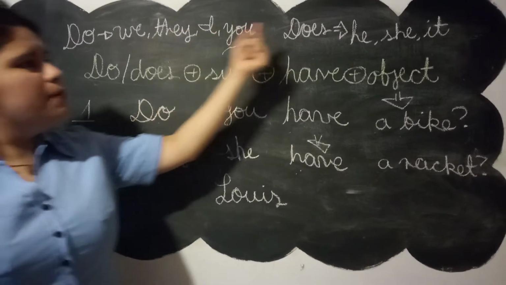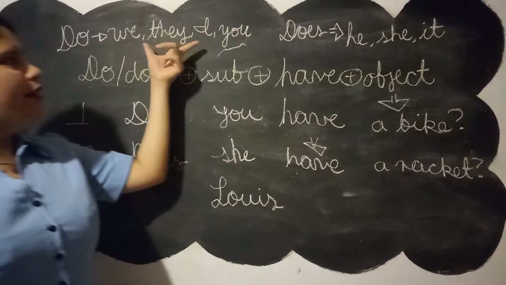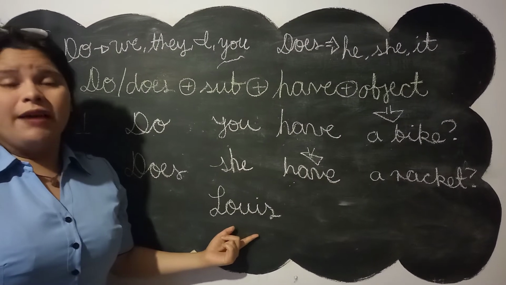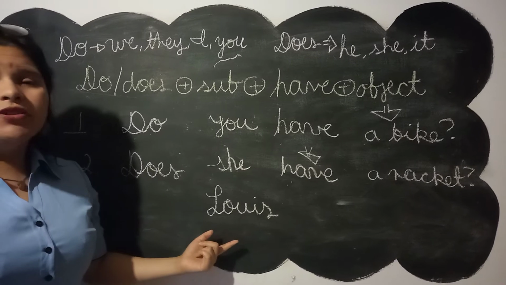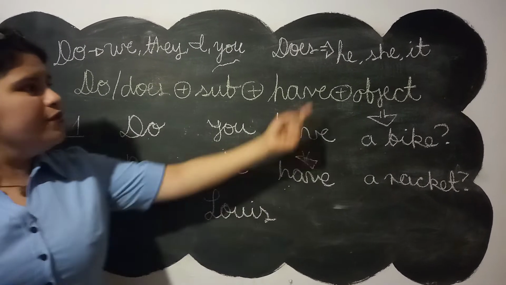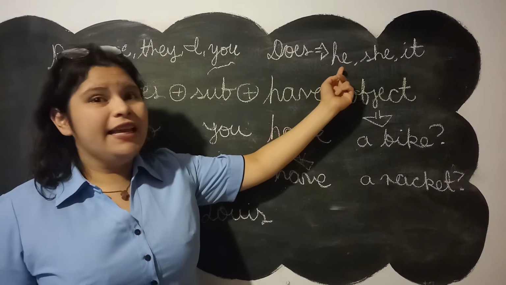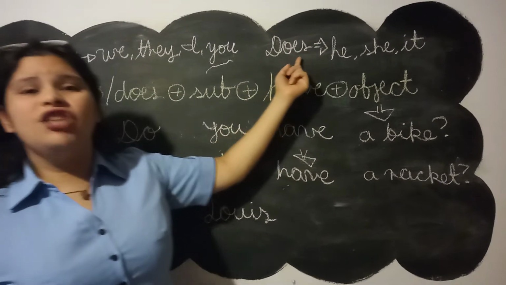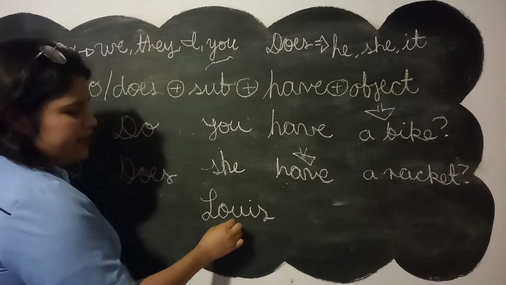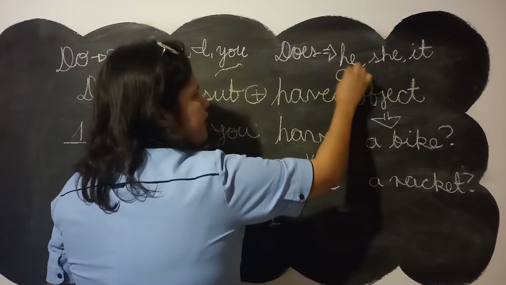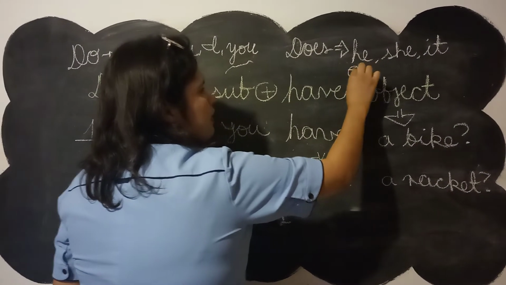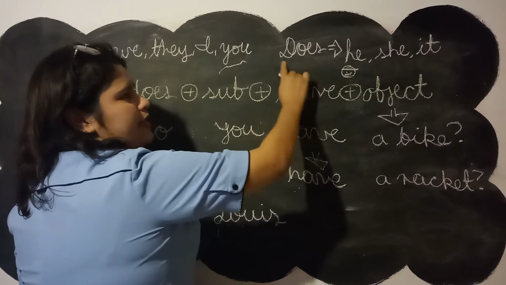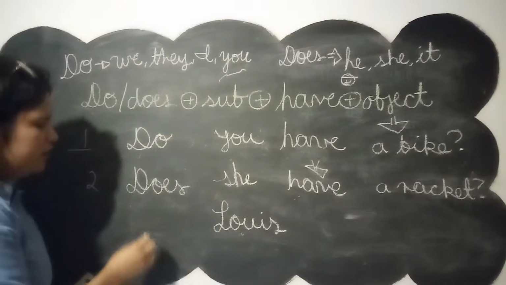¿Cuál de estos subjects utilizo para hablar de un boy? When we talk about a boy, cuando hablamos de un niño, we use he. So, I need to use does. Como Luis, it's a boy, es como si fuera he. Entonces tengo que utilizar does.